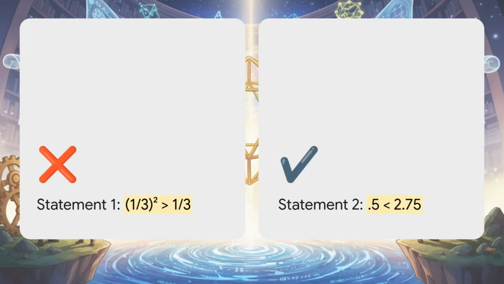The second one, though, 0.5 is less than 2.75. Yeah, that's clearly true. It just goes to show you these rules aren't just for solving, they help us make comparisons that are actually correct.